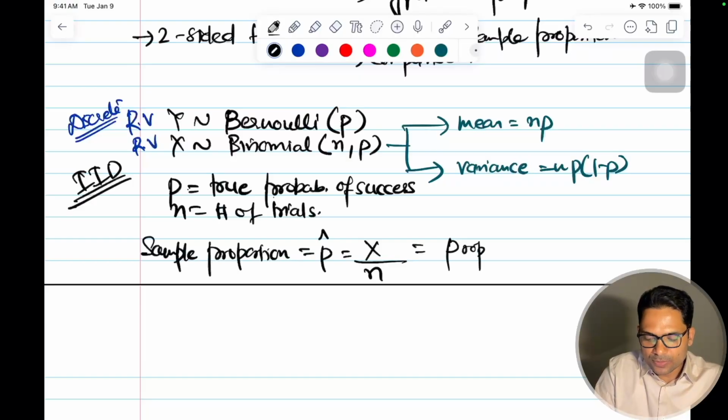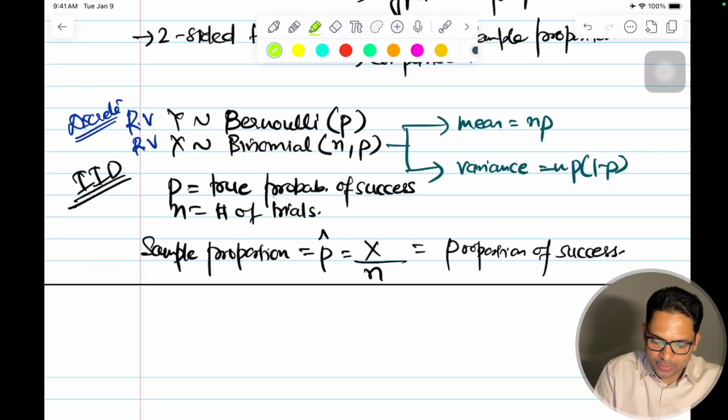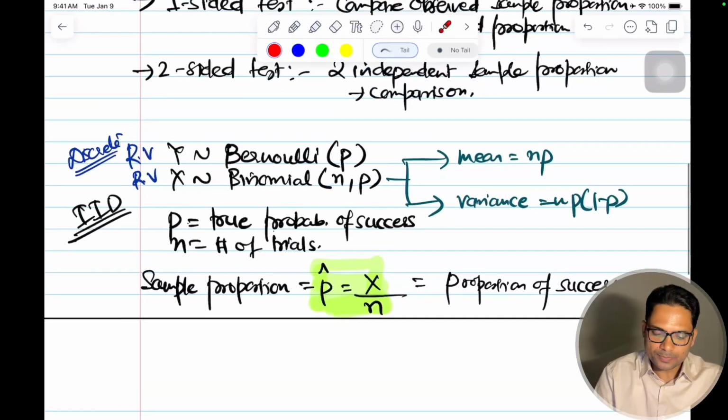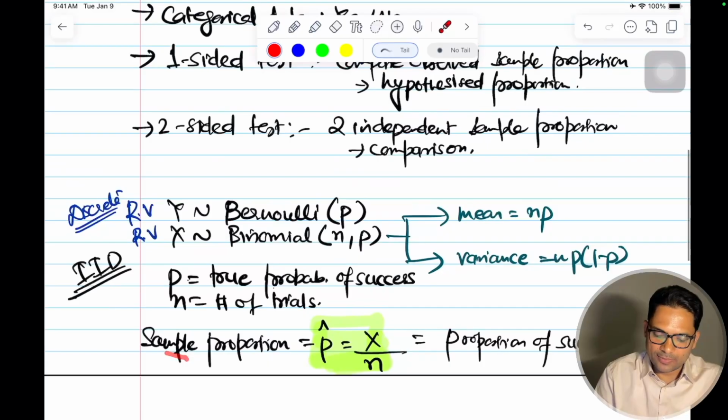So this is the proportion of success. This is how we are modeling. So this is very important. Just remember this, because this part will come again and again. The proportion of success is the total number of successes, which is coming from the binomial, divided by n, the total number of trials, or the number of samples, or the sample size, all are the same. Okay, so that's how we have defined our sample proportion.